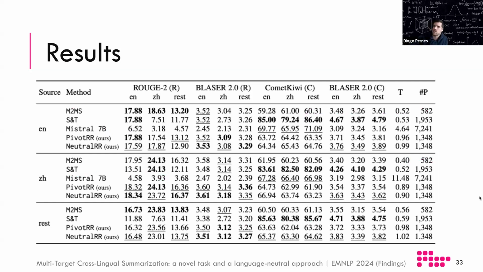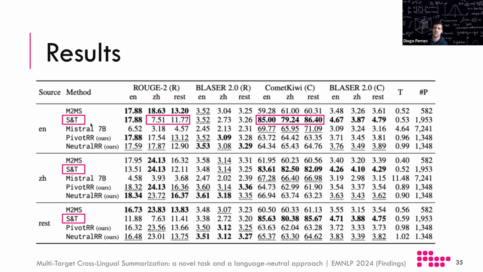So, these are the results. This M2MS is basically a many-to-many summarization model that generates summaries for each of the target languages independently, without caring about the semantic coherence of the produced set of summaries. And we can see here that, unsurprisingly, it achieves the best similarity to the target summaries. But when you look at the coherence of the produced set of summaries, it's the lowest, because it generates a summary for each language independently.